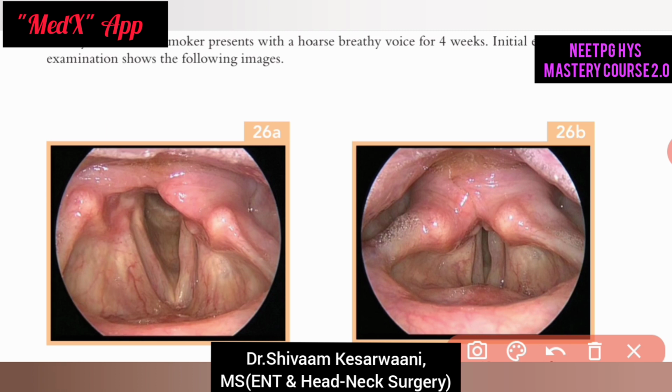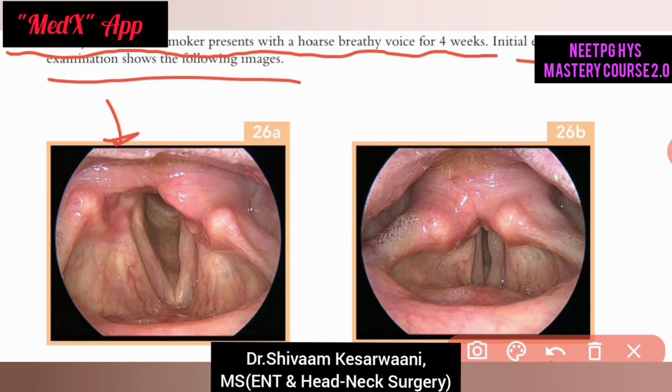Now moving to our second question, here you can see a laryngoscopy image where a 60-year-old male smoker presented with a hoarse, breathy voice for 4 weeks. Initial endoscopic examination is showing the following image. So from the history, we know that he is an old man who has a smoking history and is presenting to us with a hoarse, breathy voice for 4 weeks.